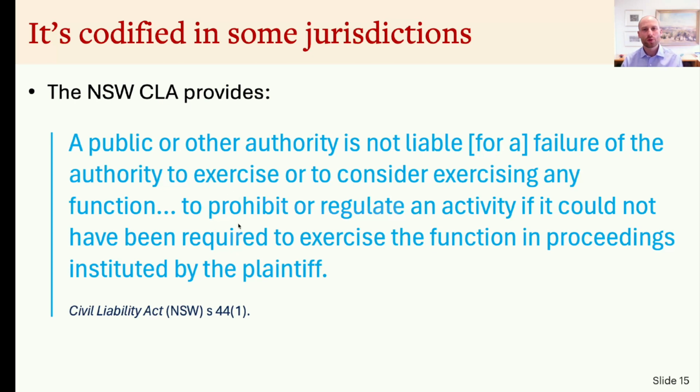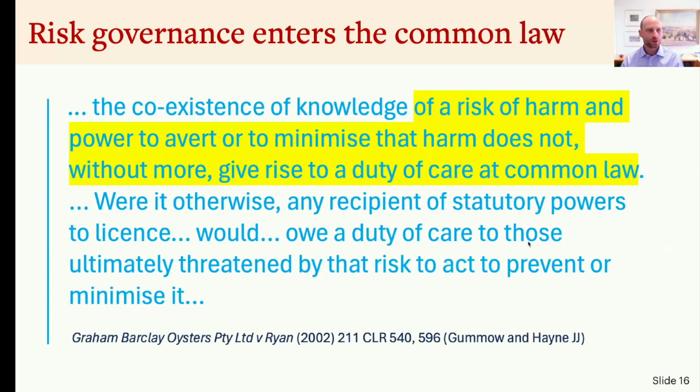In section 44 sub 1, it says a public or other authority is not liable for failure of the authority to exercise or to consider exercising any function to prohibit or regulate an activity if it could not have been required to exercise that function in proceedings instituted by the plaintiff. In other words, if there was no adopted position that we will regulate it, then no one can sue for a failure of a government agency to regulate it.